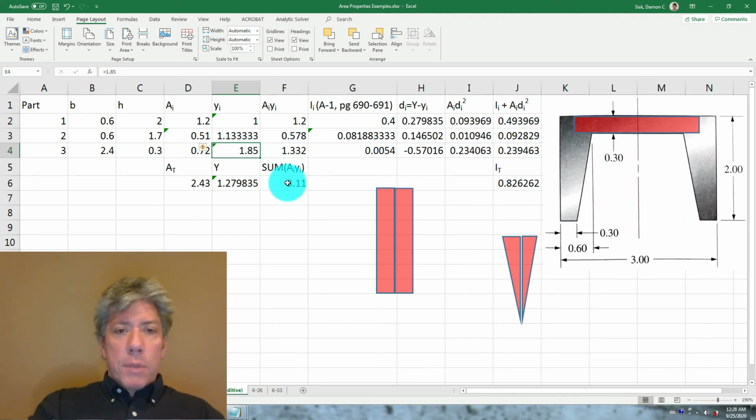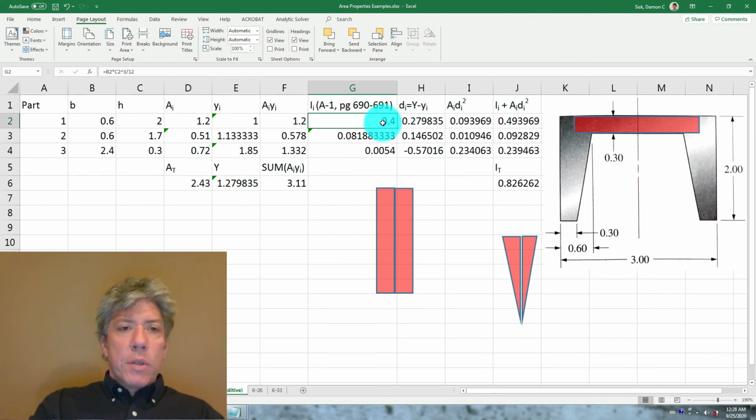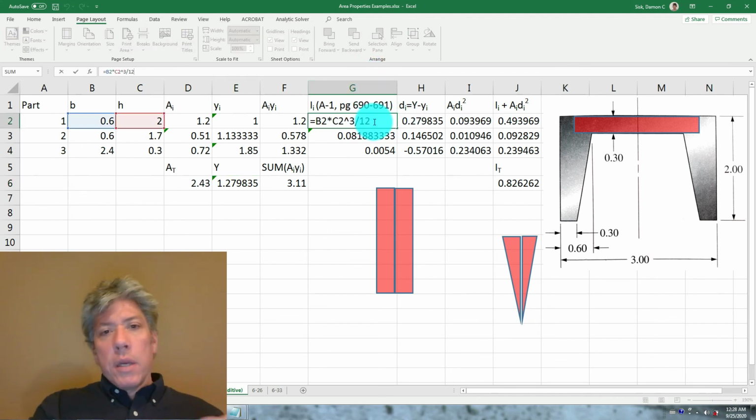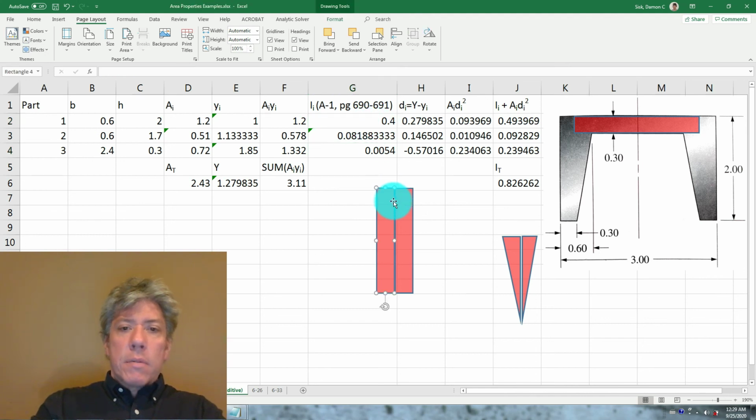And then it's the same game as before. Calculate the A i Y i's, calculate the sum, get the total area, divide the two. We end up with the exact same location for the centroid, the capital Y or the Y bar. And then we just have to use the equation for the moment of inertia of a rectangle through its own centroid here and here. Understanding that this is the two combined legs and this one is the upper, I guess you could call that the lintel or the beam across the top.